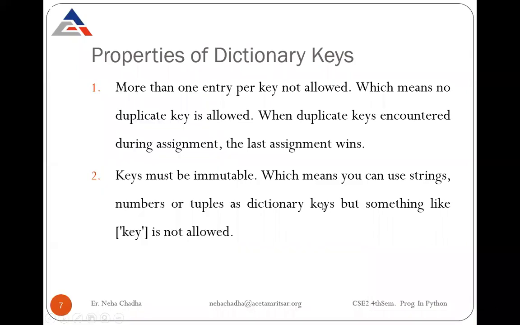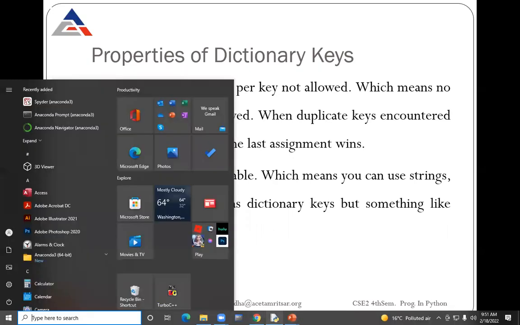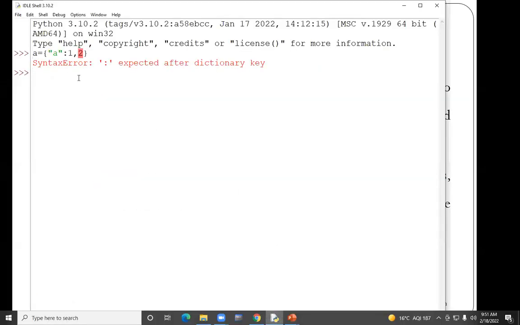Okay, I will give another example by just reading it. Then I will review how you can give the duplicate key, then how you will assess it. Which means no duplicate key is allowed; when duplicates are encountered during the assignments, the last assignment wins. Okay, let's check it. What does it mean?